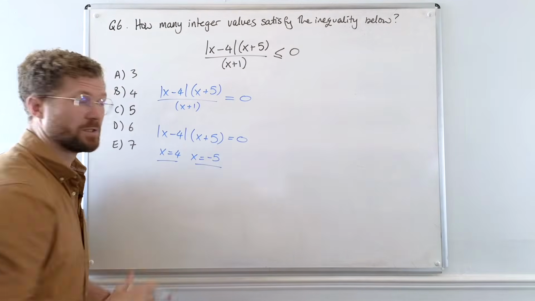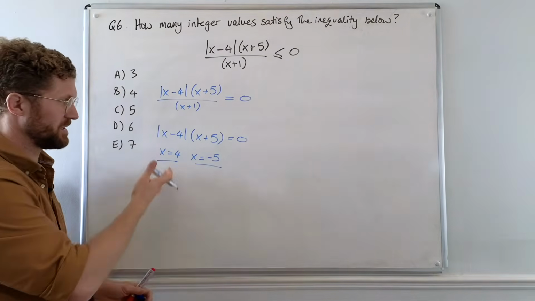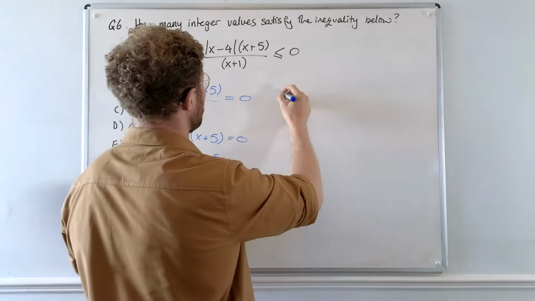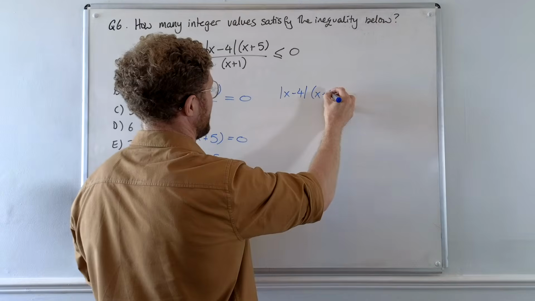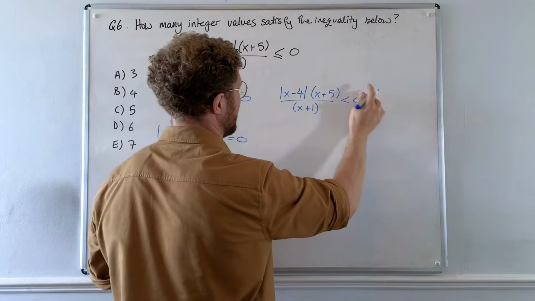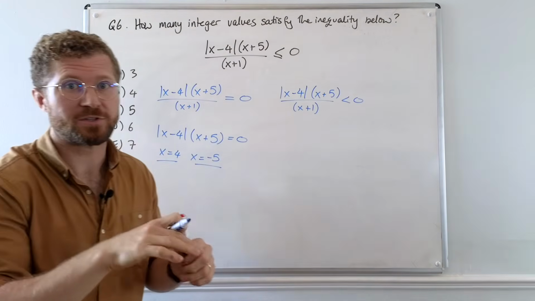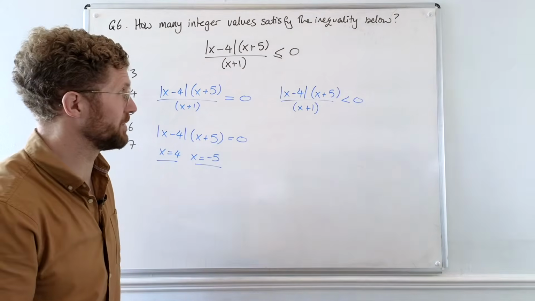So I've got two solutions to this. The question is how many integer values satisfy this. I've got two of them already. Now let's separately take a look at what happens when the absolute value of x minus 4 multiplied by x plus 5, over x plus 1, is less than 0. Now here too, I don't want to dive head first into the algebra. I want to see if we can find a way around this.